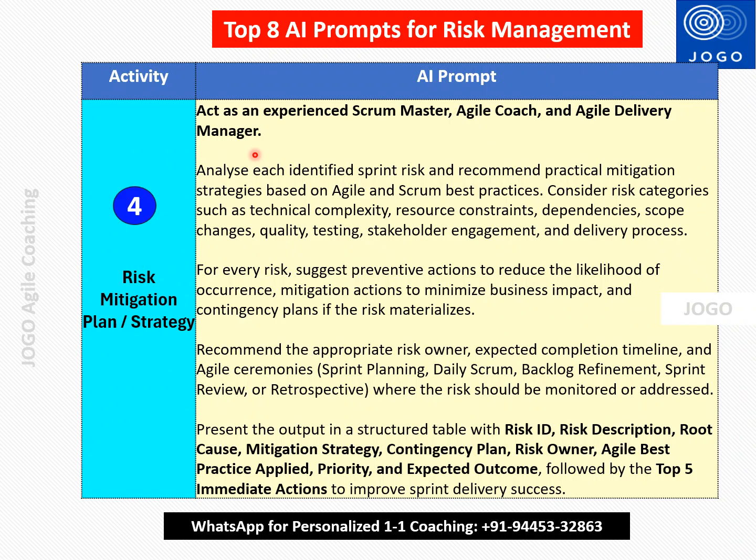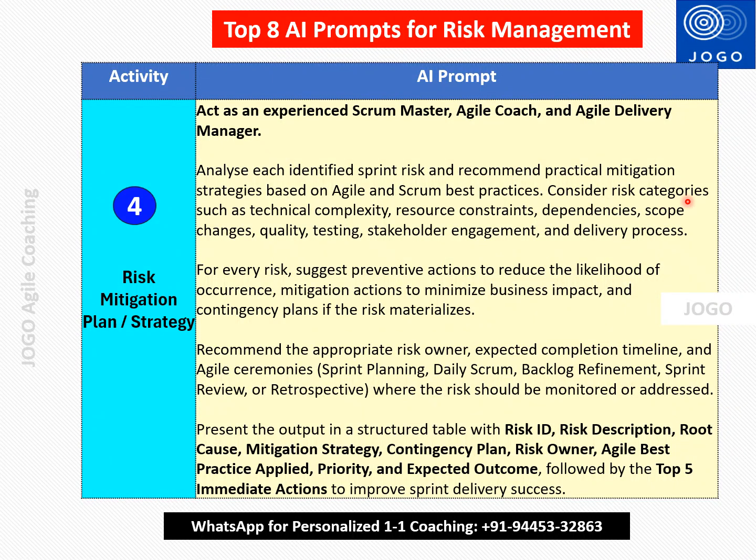The prompt is, so always we will tell this: act as an experienced Scrum Master. This should be the first line. Now we are going to ask the AI to do these activities. Analyze each identified sprint risk and recommend practical mitigation strategies based on Agile and Scrum best practices. So Agile Scrum best practices will be considered by the AI. Based on that, the recommendations will be given for the mitigation strategies.